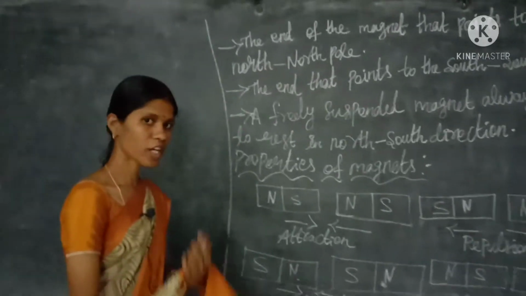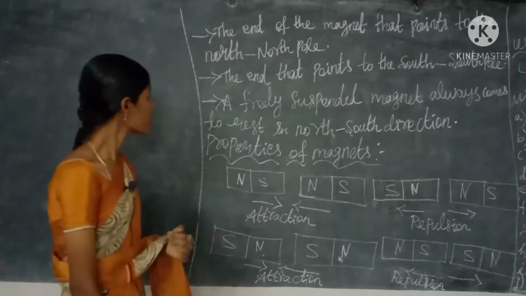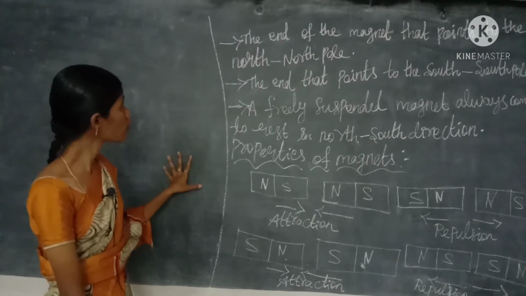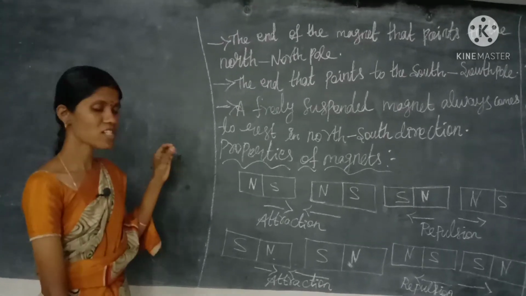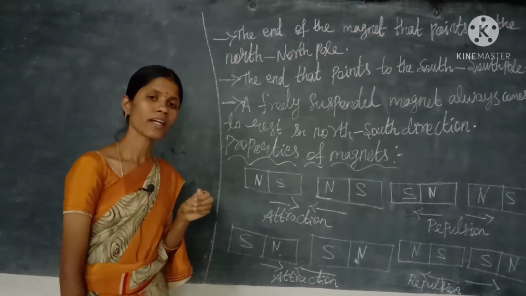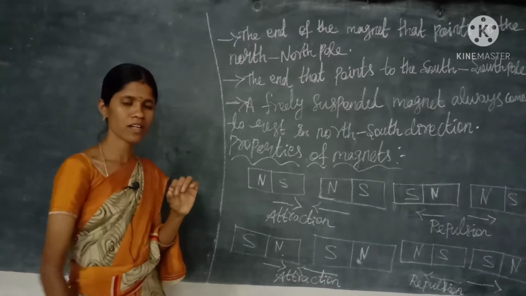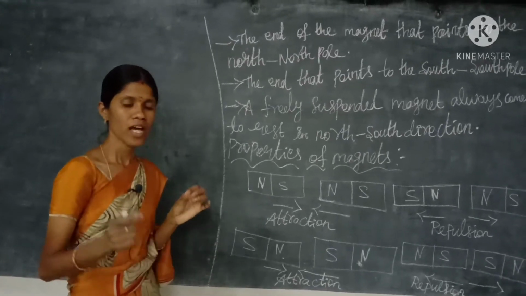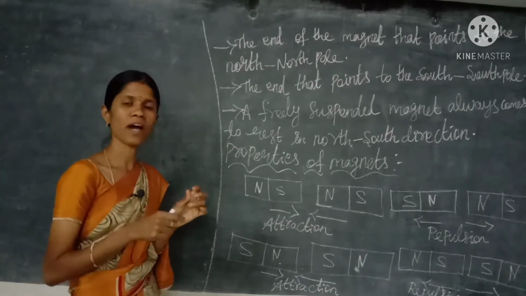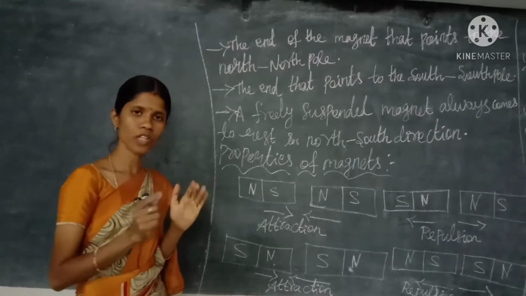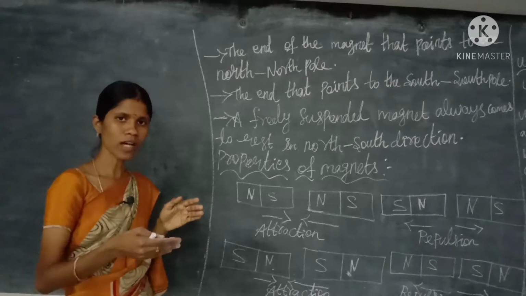Next we have to identify which one is the north pole and which one is the south pole. For that, we look at the end of the magnet that points towards the north. First bring one thread, and tie a small magnet to one end of the thread. Then we oscillate the tied magnet. After some time it will come to the rest position.